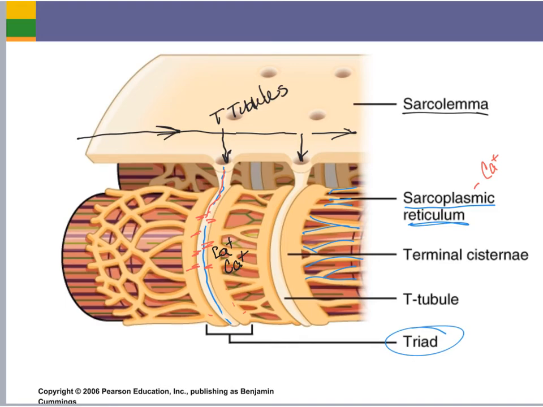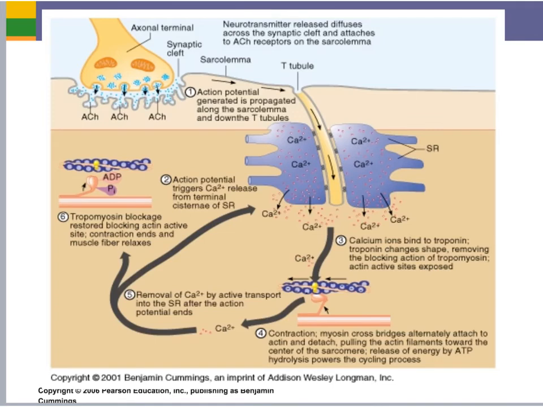So, again, our action potential traveling across the sarcolemma from the end plate, right? And it travels down the T-tubules. It causes the electrochemical gated channels on the terminal cisterna of the sarcoplasmic reticulum to open and to release calcium ions. So where do those calcium ions go? Well, let's look.